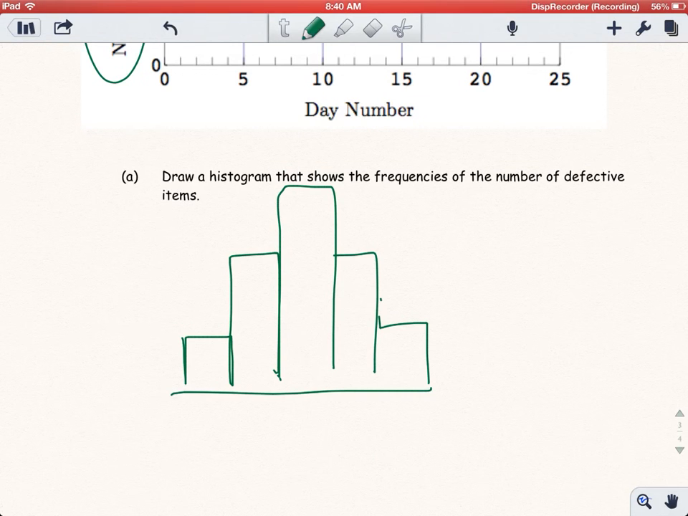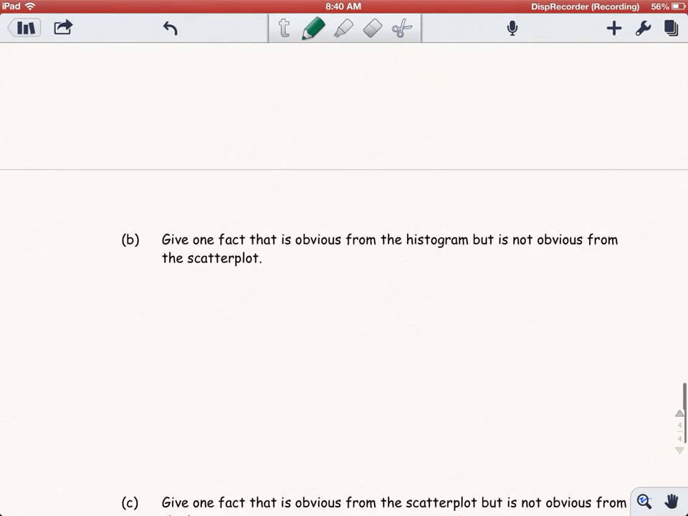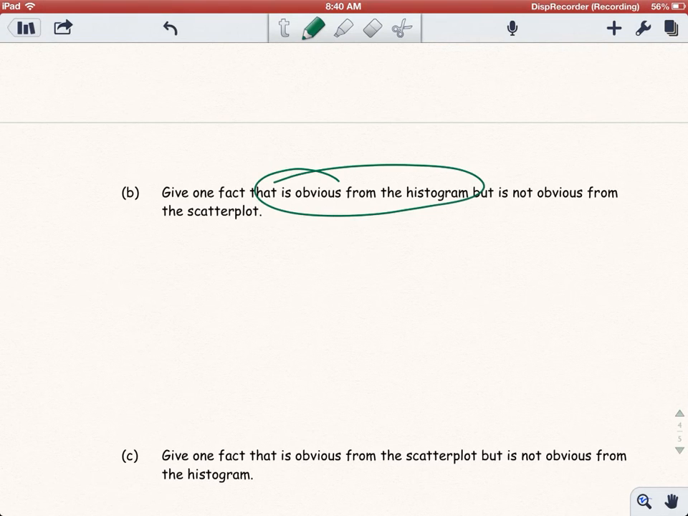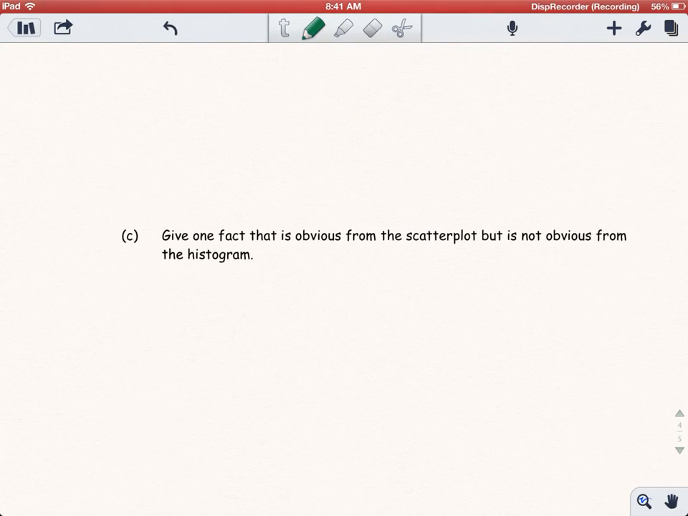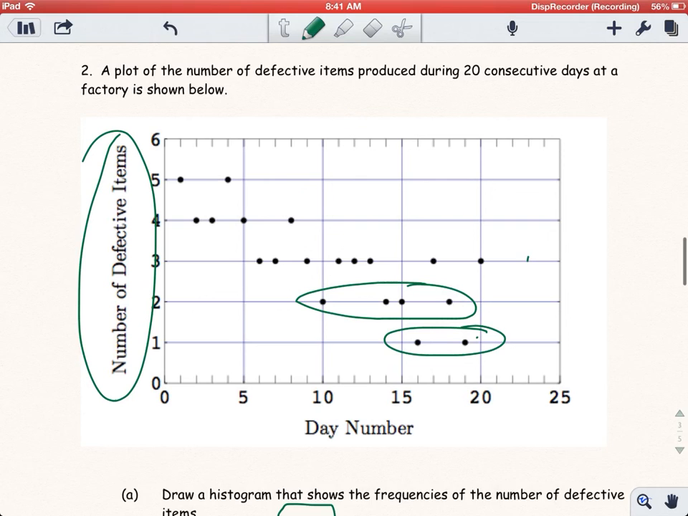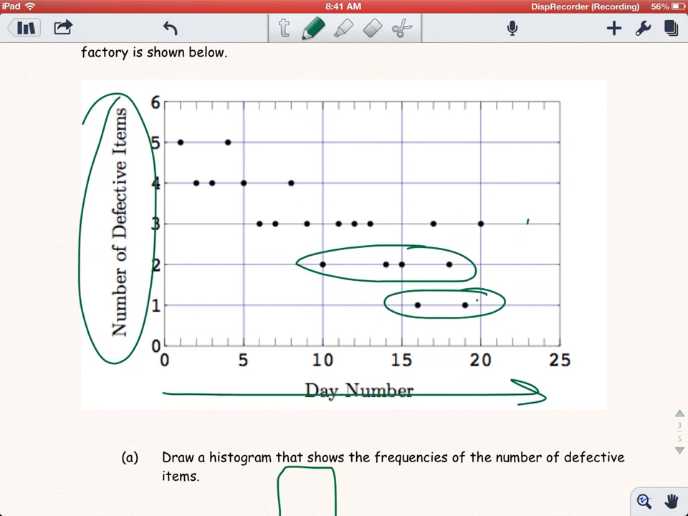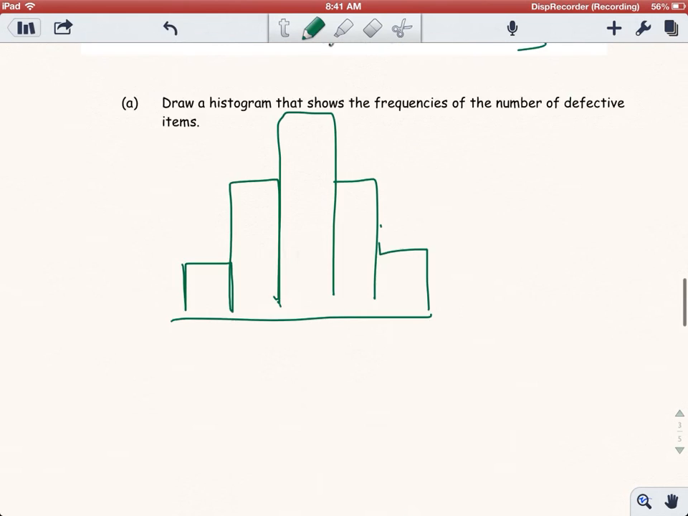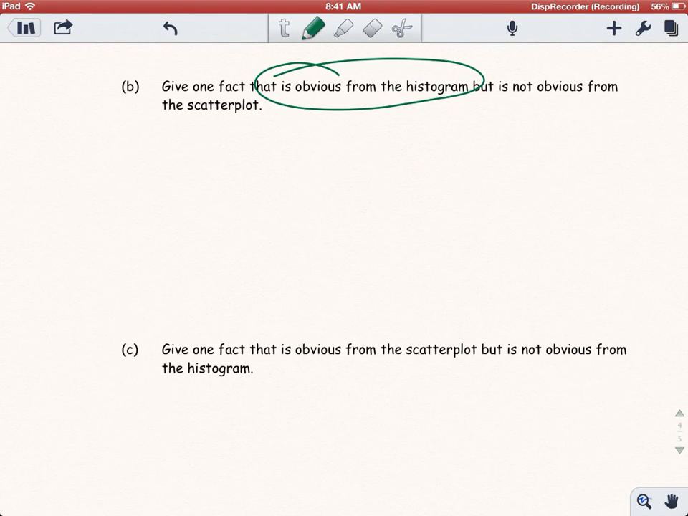And so now that I've drawn that correctly, you can probably see that what is obvious from the histogram is that it is unimodal and symmetric. If you said, for example, that the mean is 3, you didn't get full credit for that. We're looking for something more in terms of shape. And then for part C, what is obvious from the scatter plot is that the number of defective items as we go from 0 days to 25 days has actually decreased. That's what we're looking for in part C.